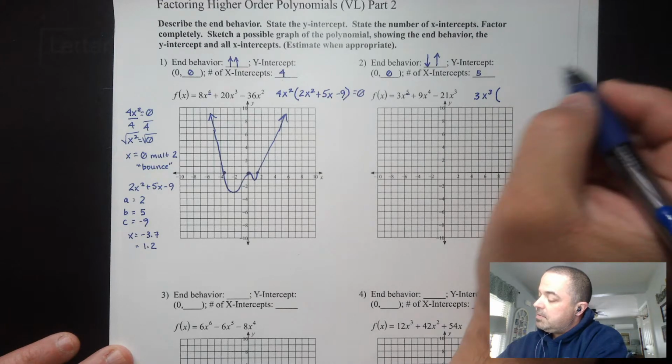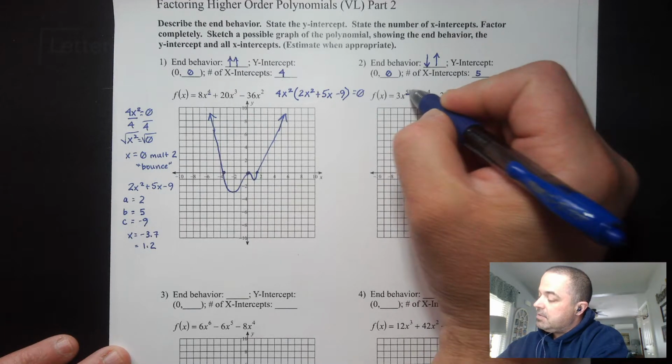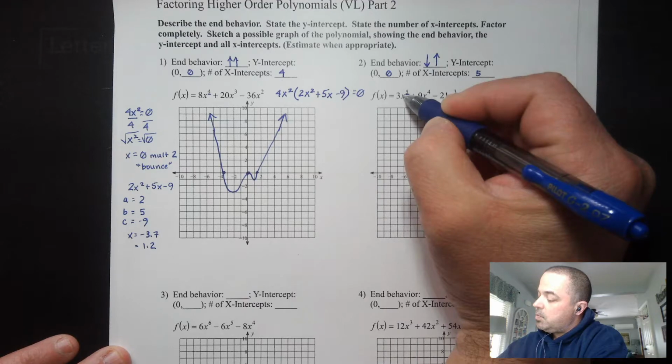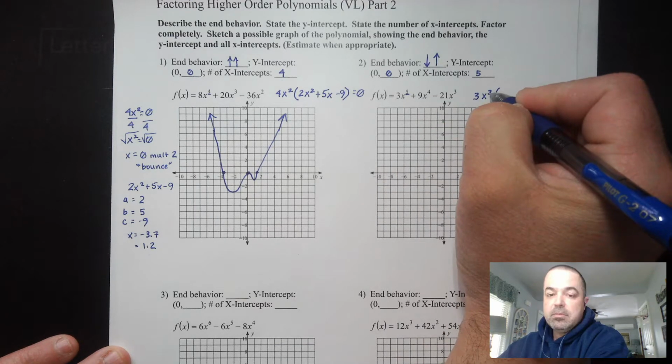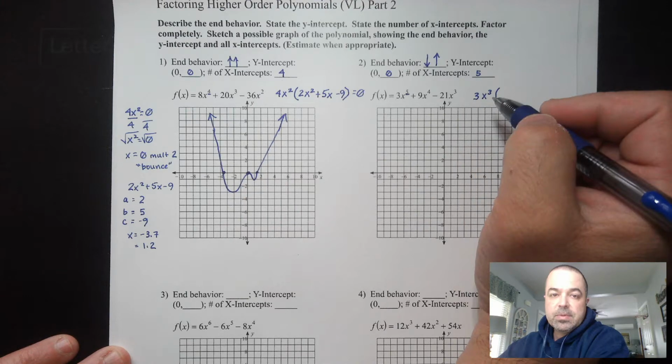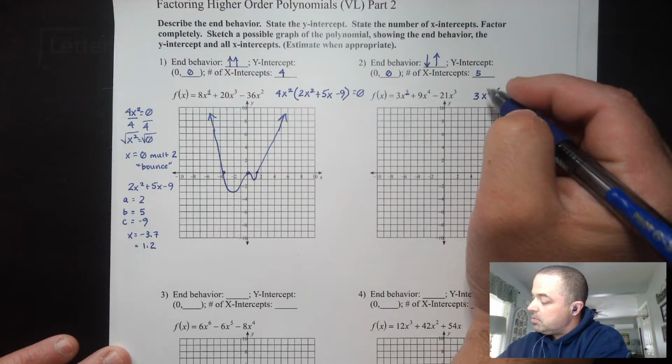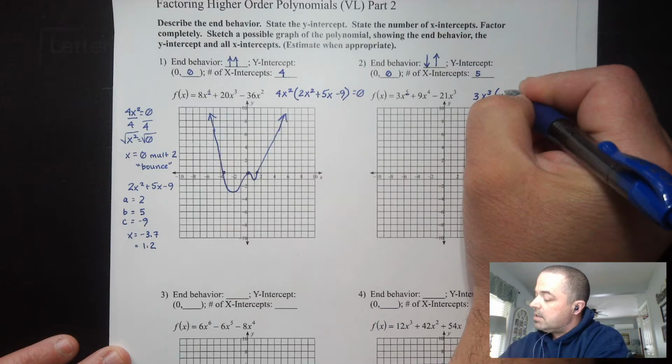So 3x^5 divided by 3x^3. 3 divided by 3 is 1. x^5 divided by x^3. And remember, when we divide exponents, we subtract. So 5 minus 3 is 2. So that gets us an x squared.